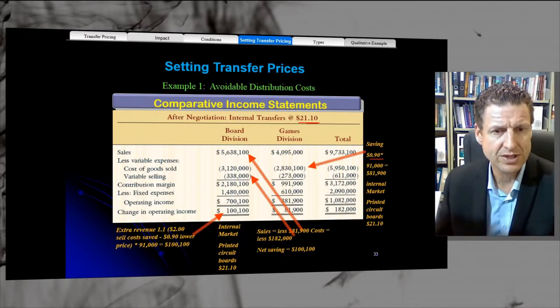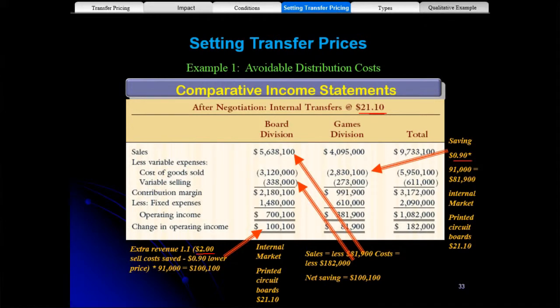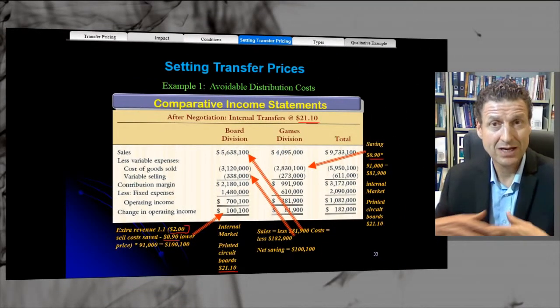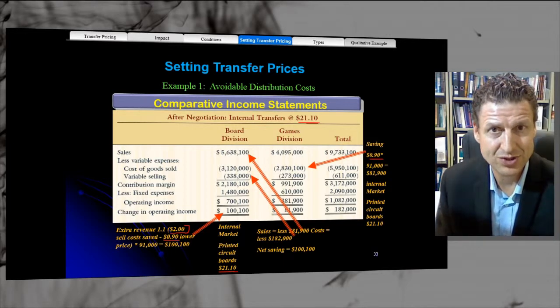What about the board division? Well, they save $2, but they're actually giving 90 cents away of that $2. So board division is actually taking a $1.10 saving out of that $2 selling cost saved. So there's $2 in selling costs saved by making that internal transfer, and games division is getting a 90 cent share of that. Board division is getting a $1.10 share of that. So that's avoidable distribution costs. We have avoided $2 in distribution costs.